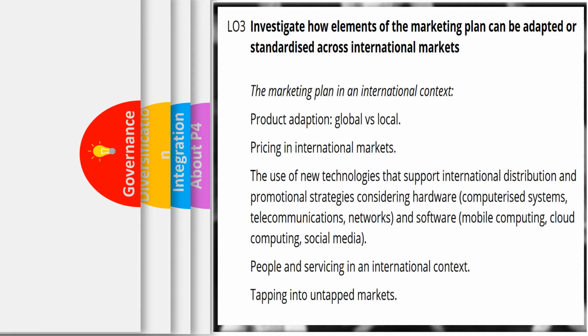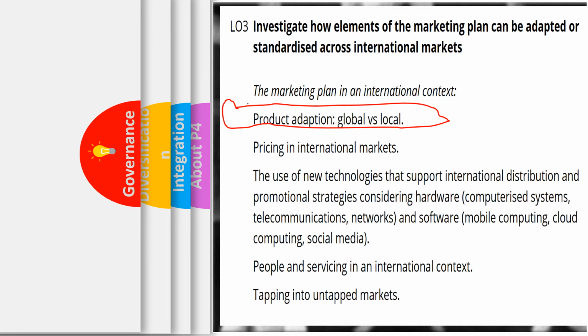So if we look at learning outcome 3, investigate how elements of the marketing plan can be adapted or standardized across international markets. Focusing on the learning outcome, which is relevant to the assessment criteria, global versus local, Pearson's are talking about product adaptation. In terms of global versus local, should we adapt the product or should we keep it standardized? So this is what we're going to be focusing on. But first, obviously, we will look at how we're going to try and answer the question.